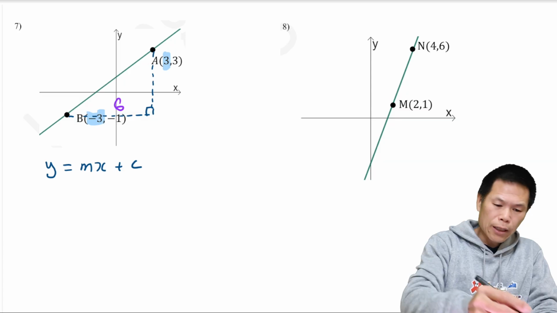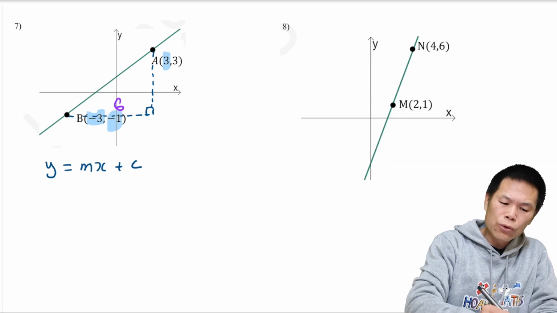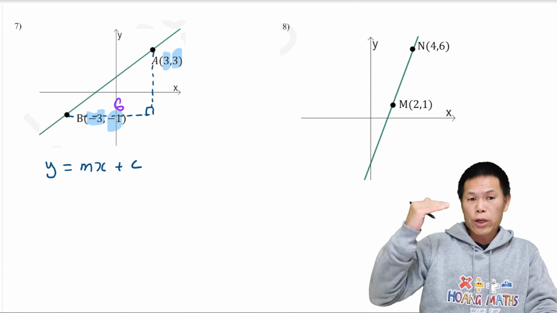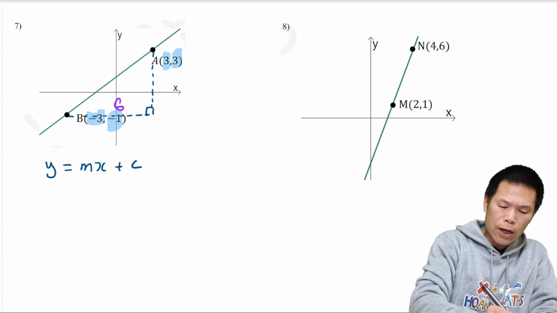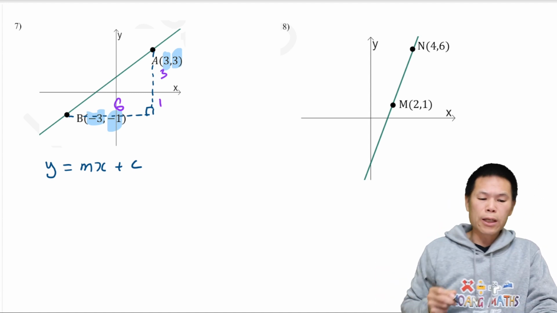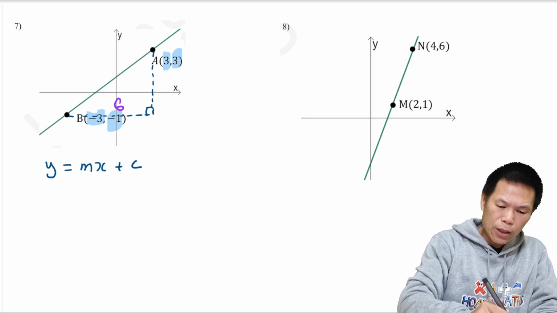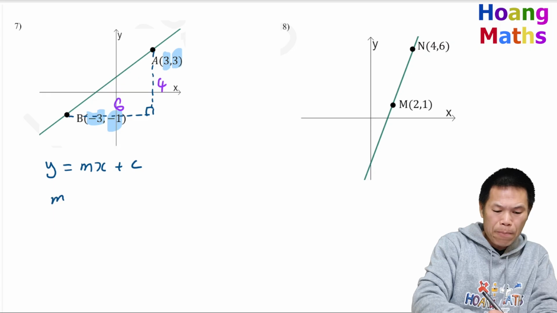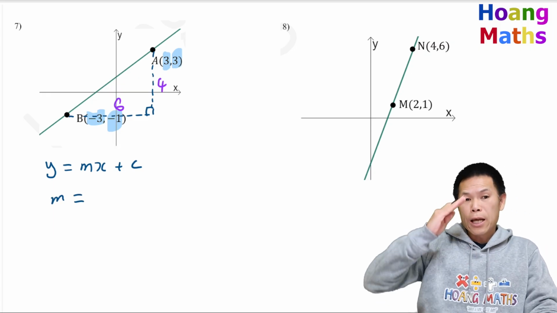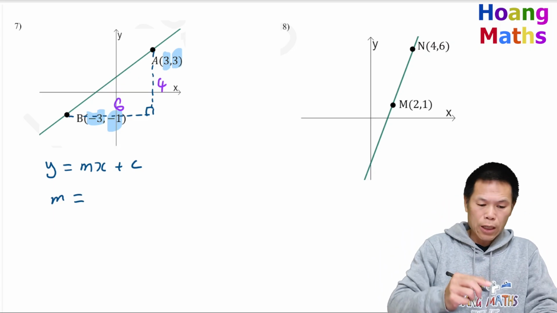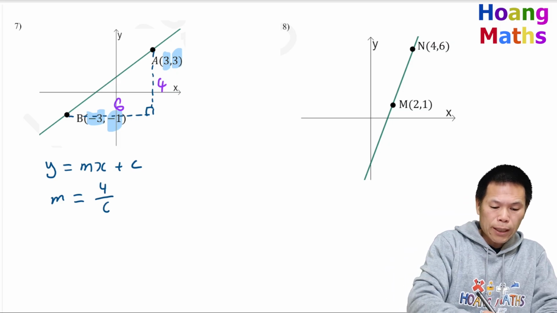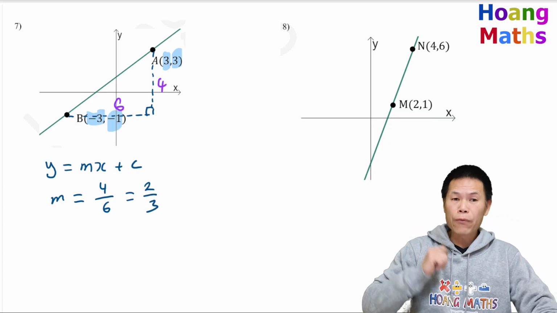And for rise, that is -1 to 3. So from -1 to 0 is 1 unit, and to 3, another 3 units. So let me write here. So 3 units here, 1 unit here. So 4 altogether. So the rise is 4. So therefore, the gradient m is, and we know the gradient looks like this, so we have a positive gradient. So just rise over run, we do. So 4 over 6. So that becomes 2/3. So that is the gradient of the line.